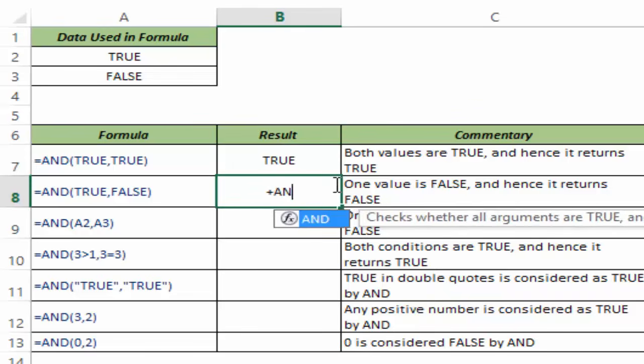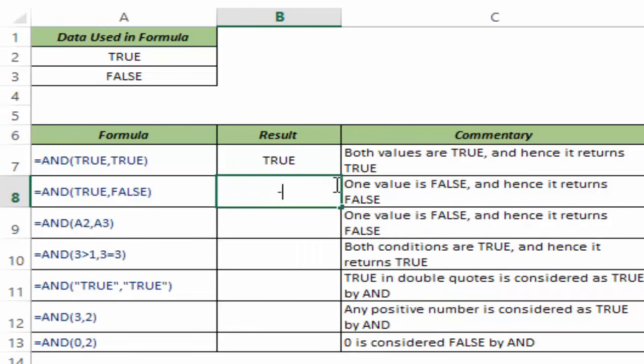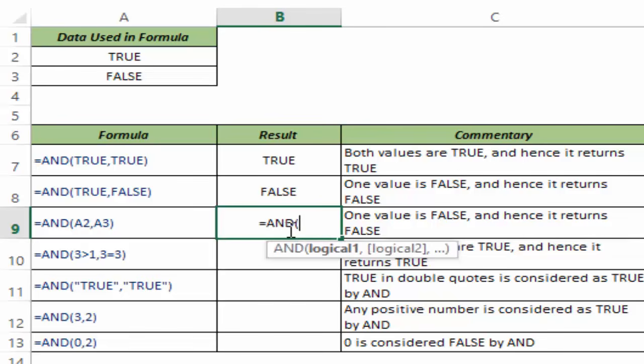But if I type a true here and a false here, then AND returns a false, because for this to be true all the arguments should be true. Instead of typing, I can have the trues and falses in cells and I can give their reference. So here I can give the reference of A2 and A3, and it analyzes both these arguments, and since one of them is false, AND returns a false.